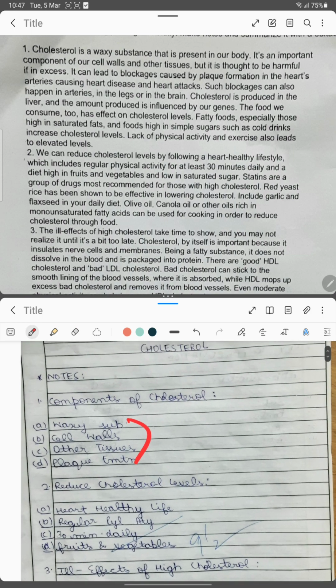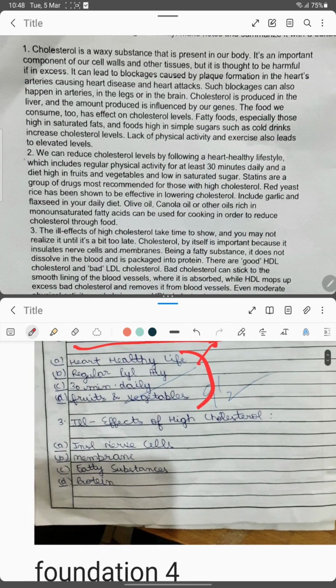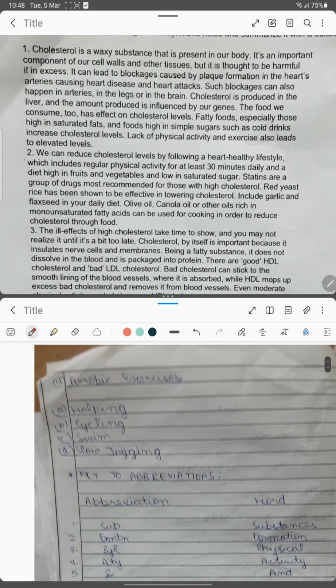And the sub points आप लिख रहे हैं, these must be written in accordance to the main point. It means that if you're writing components of cholesterol, all the 4 points need to be covering the components only. If you are writing about reduction of cholesterol levels, how to reduce, how to bring a balance in its level in the body, so all the 4 points must be covering the same. This is how we write the points and sub points in notes.